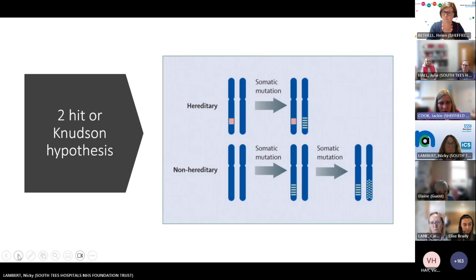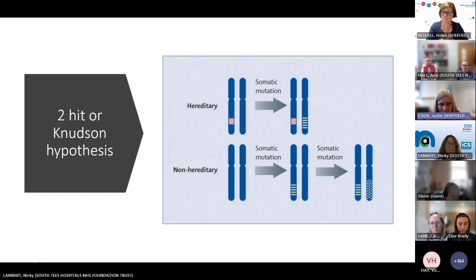To explain why inherited genes like this cause cancer and why they tend to cause cancer at younger ages, we have what's called the two-hit hypothesis, which was first described by a doctor called Dr. Knudson.